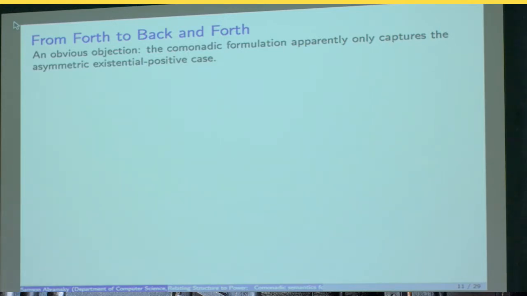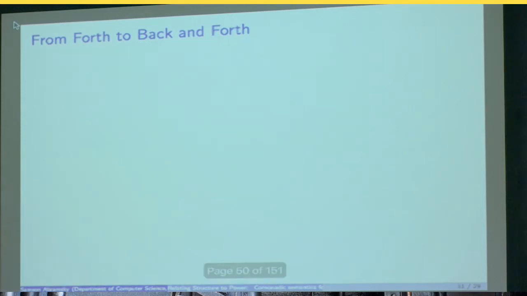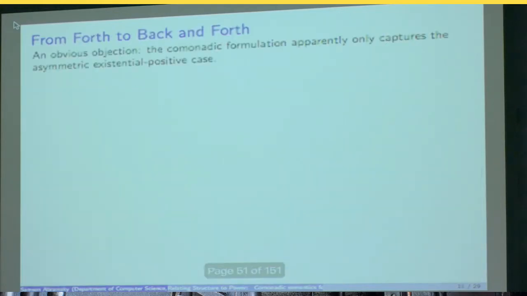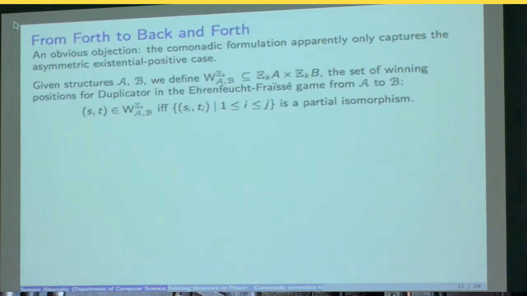Although actually he doesn't quite use a back and forth argument in his original proof of that. In any case, the first question we should ask is, what I've shown you is only this asymmetric existential positive case, which seems to correspond naturally to having a morphism in the way that we saw here. So the deception is only on the input side, as it were. How do we deal with the full back and forth formalism? And in fact, this is quite easily done. There are various ways of doing it.